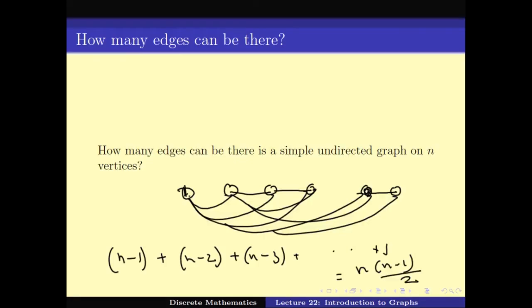The other way of looking at it is that between any two vertices, I can draw an edge. So the total number of edges that can be there is the number of ways I can choose two vertices from these n vertices, which is n choose 2, which is of course equal to this also. So the total number of edges in an undirected graph with n vertices is n choose 2, or n into n minus 1 by 2.